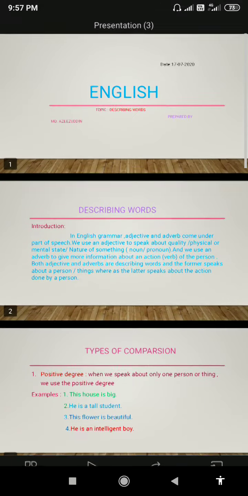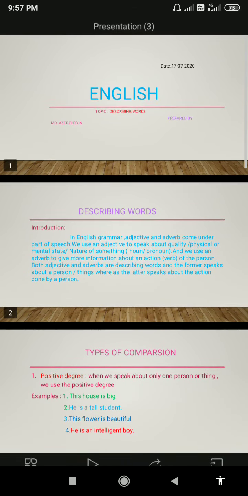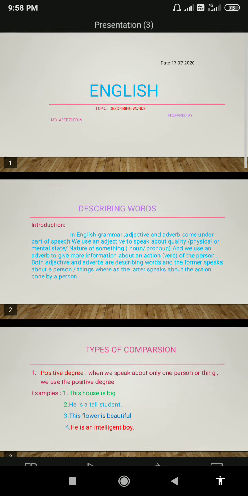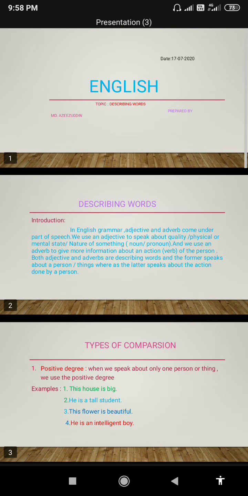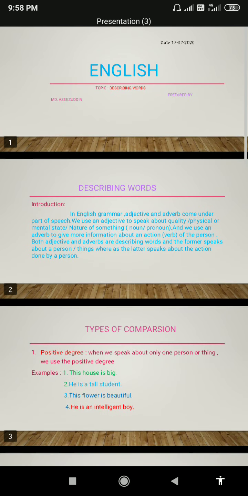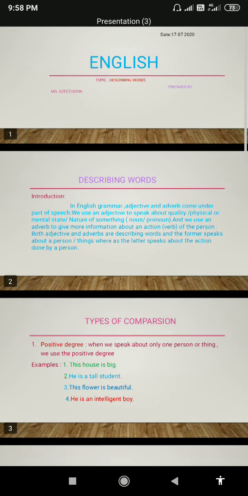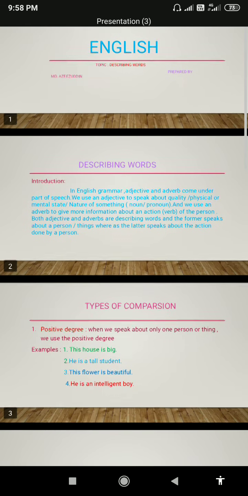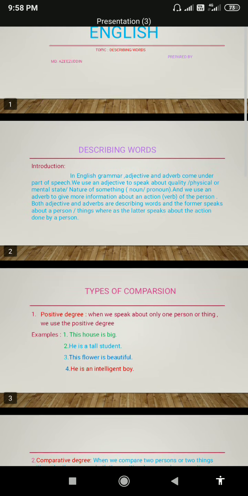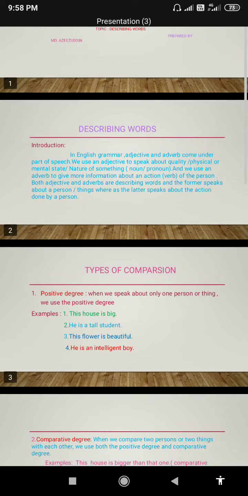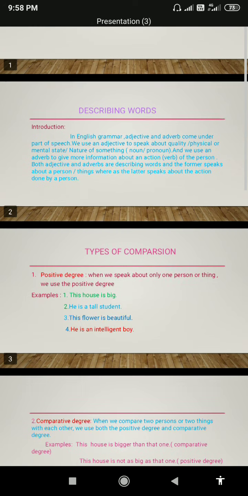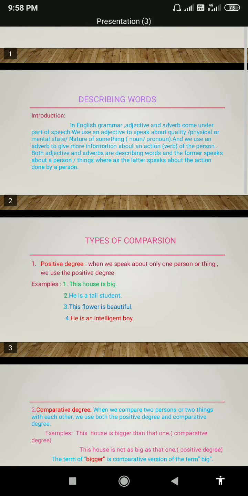Hello, dear students. In this class, you are going to learn describing words. The topic is describing words. So, what do you mean by describing words? The words which describe a person, place, or thing are known as describing words. Whenever you describe a person, place, or thing, what type of words do you use? You have to use only adjectives.